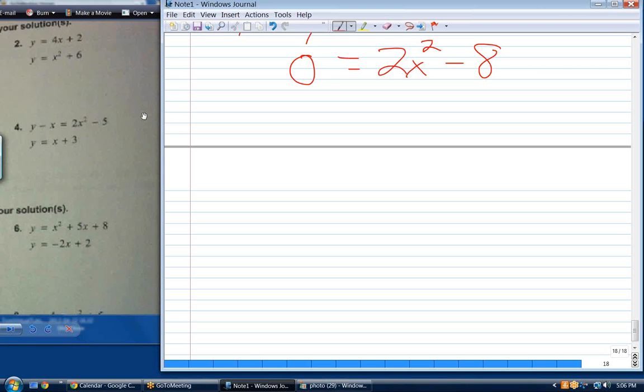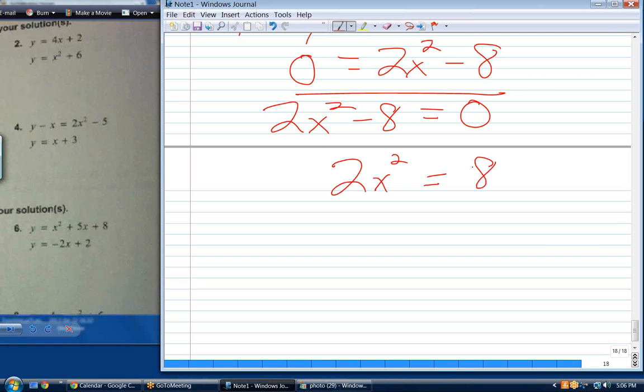Remember the first page of problems? How would we have solved this? Let me write it like this. What's the first step? Add 8. What's the second step? Divide by 2. And the third step? Find the square root. So what's the answer? X equals plus or minus 2.